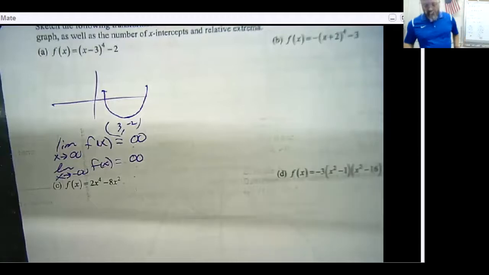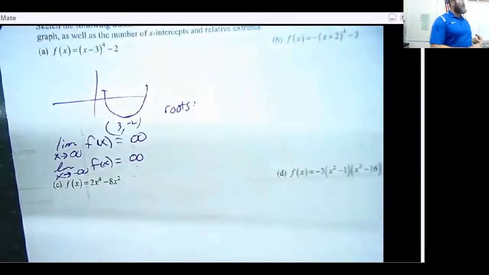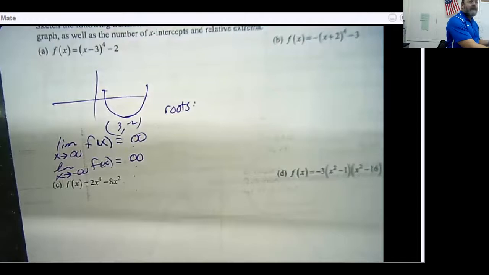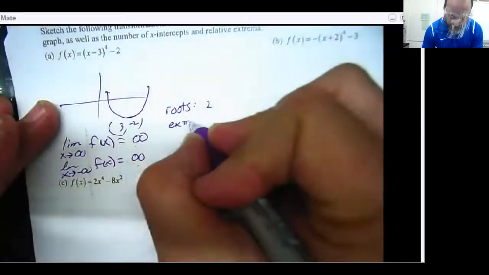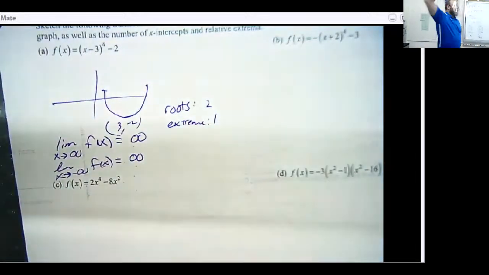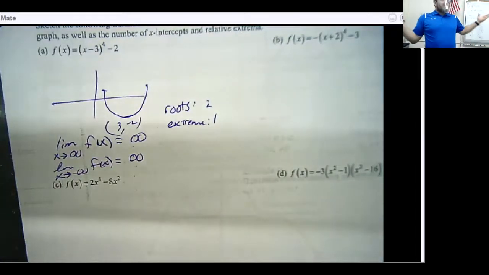Now, how about this? How many x-intercepts are there? I personally prefer to use the term roots, but roots, intercepts, zeros all say the same thing. How many roots should this thing have? Should have 2. How many extrema? Now, Michael is gone. Who can tell me what extrema is? Yeah, maxes and mins, right?